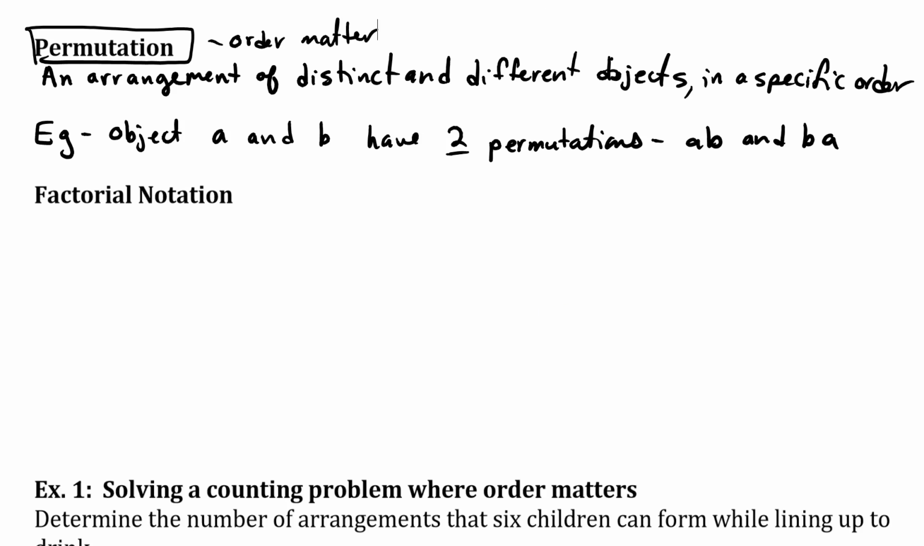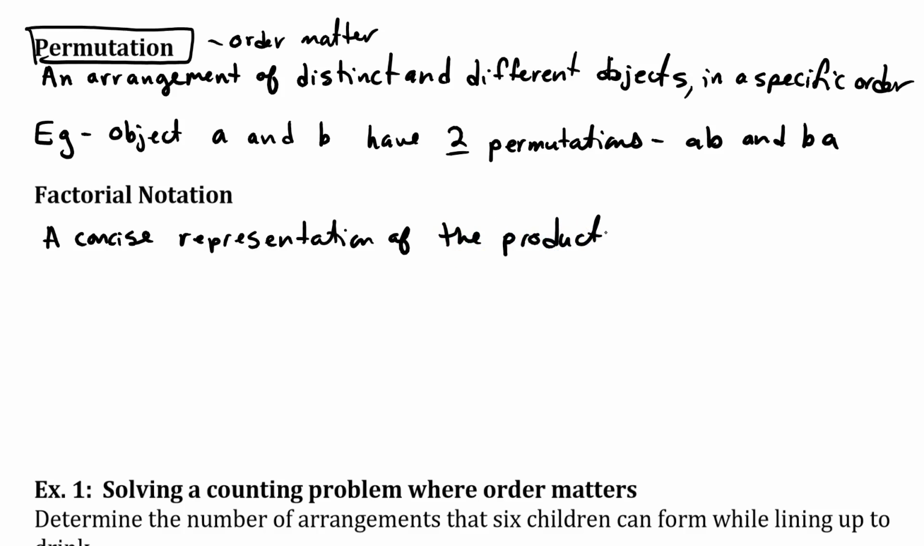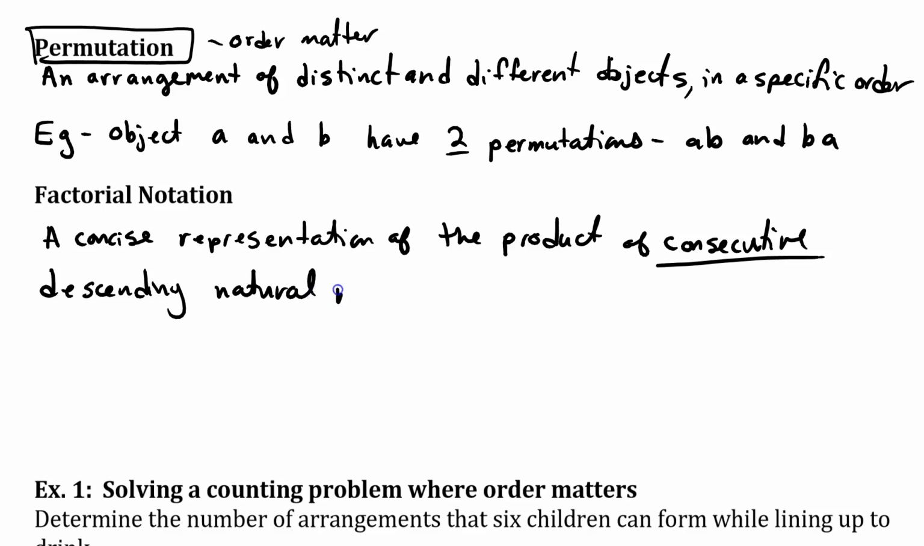Let's move on to factorial notation. Woohoo! A concise representation of the product, so that means multiplication, of consecutive descending natural numbers.